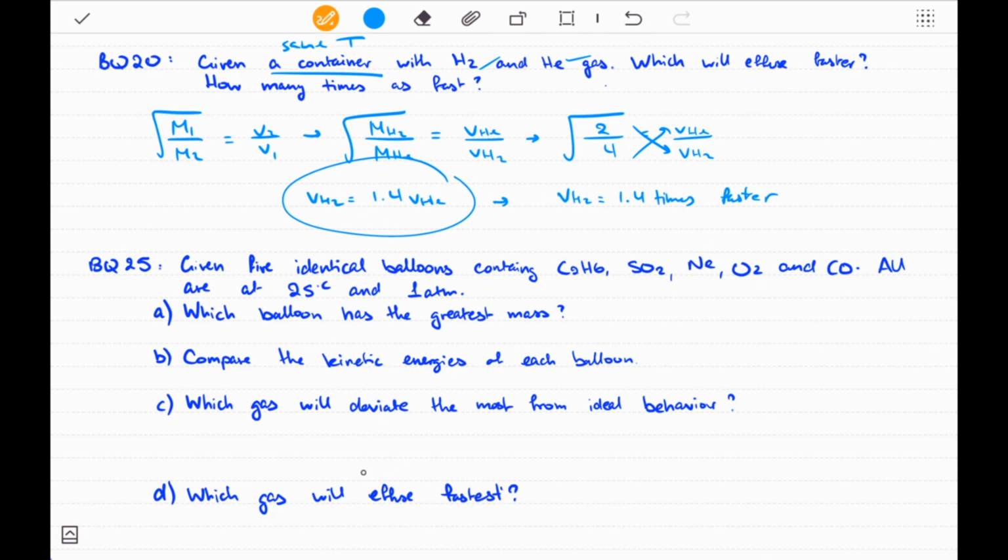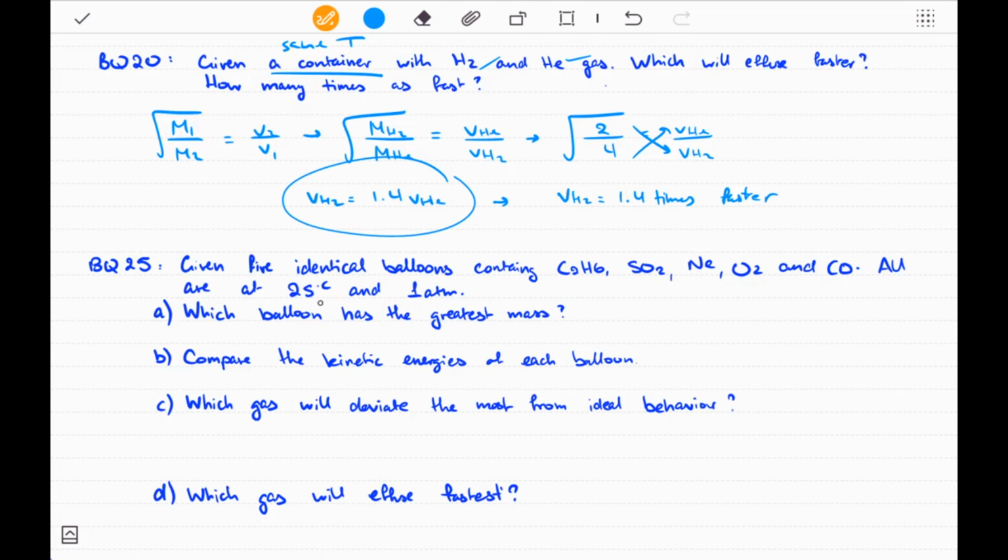I'm going to move on and do basic question 25. There's no solving here. It's all just understanding how kinetic energy works with gases. And what we are given is 5 identical balloons containing these 5 gases. All balloons are at 25 degrees Celsius and 1 atmosphere. Part A asks you which balloon has the greatest mass.